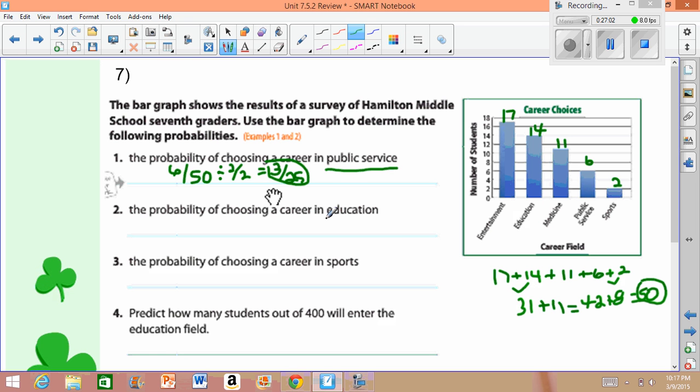Let's look at number 2. Probability of choosing a career in education. So education was 14 out of the same 50 that we started with. And again, I can simplify by dividing the top and the bottom by 2. So when I divide, 14 divided by 2 is 7. And 50 divided by 2 is again 25. So our probability for education was 7 out of 25.